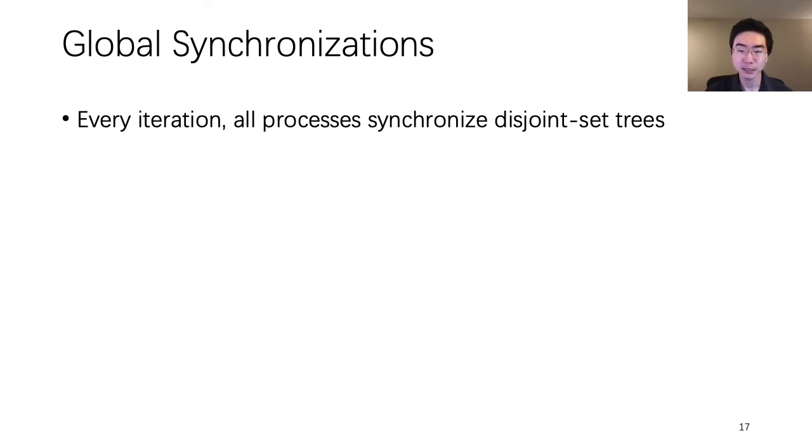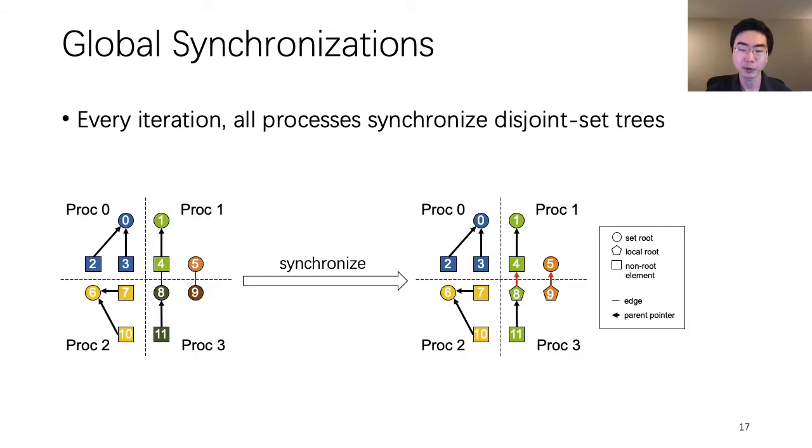The existing methods are based on an asynchronous parallel model and synchronize disjoint sets among all processes every iteration. For example, in the figure, elements 8 and 9 are temporary set roots, but have edges connecting with other smaller elements. Hence, after the synchronization, elements 8 and 11 merge into the light green set formed by elements 1 and 4. Element 9 merges with element 5.